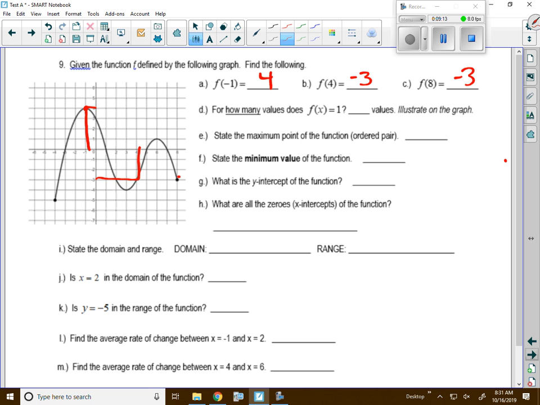All right. Letter D was a little frustrating. Oh, why am I erasing this? All right. For how many values does it equal 1?